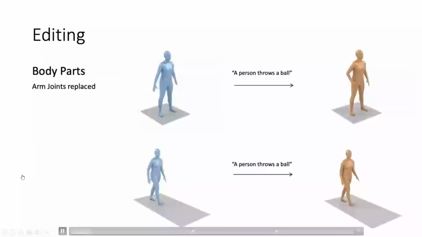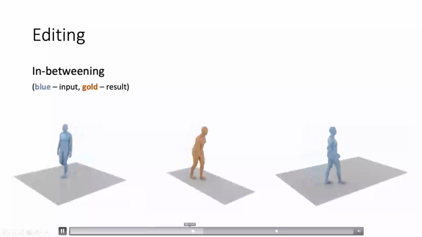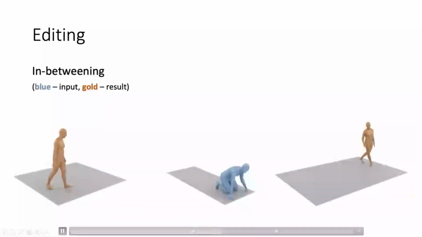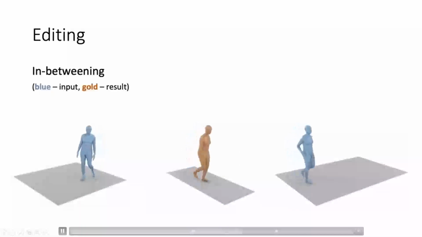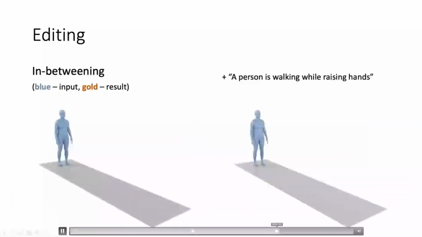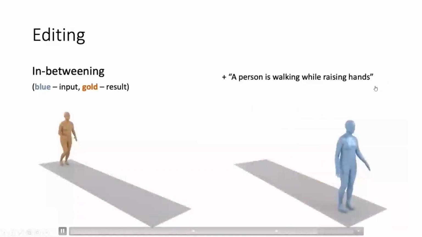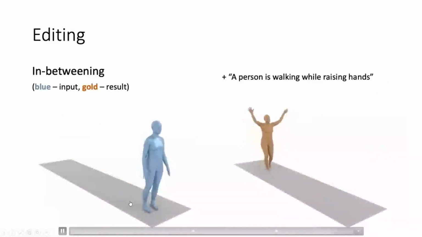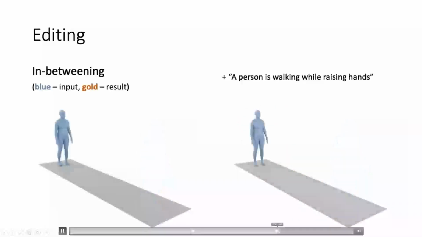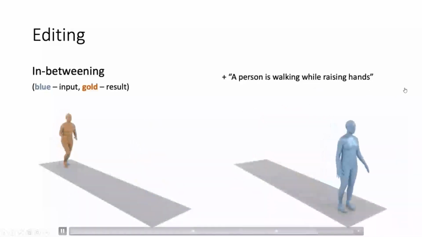Here are some examples in editing. You can edit only some partial joints, like arms, and you can also do in-betweening, given the first and the last frames. You can also do text-conditioned motion in-betweening. With the same start and ending poses, given the text, the in-between poses are generated differently.